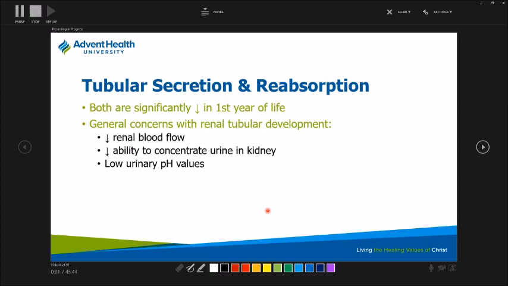Anyway, looking at tubular secretion and reabsorption, obviously this is going to be dependent on the renal pH. It's going to depend on the drug you're dealing with. There are a lot of different factors here. But again, this is already taken into account when you're looking up stuff on Lexicomp. They will factor this in for you.